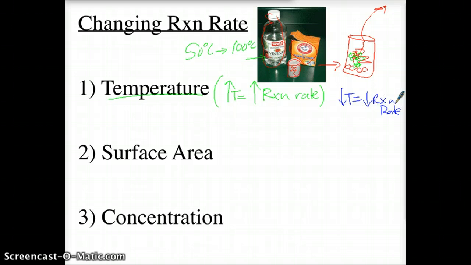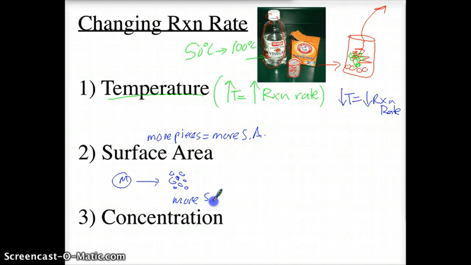What about surface area? What's true about surface area? Well, just a quick refresher, surface area. Let's say you have an M&M right here. Then you take that M&M and you crush it up into little M&M pieces. Okay? When you have more pieces of something, that equals more surface area, which I'm going to abbreviate SA. So this, a crushed up M&M, has more surface area than a whole M&M.